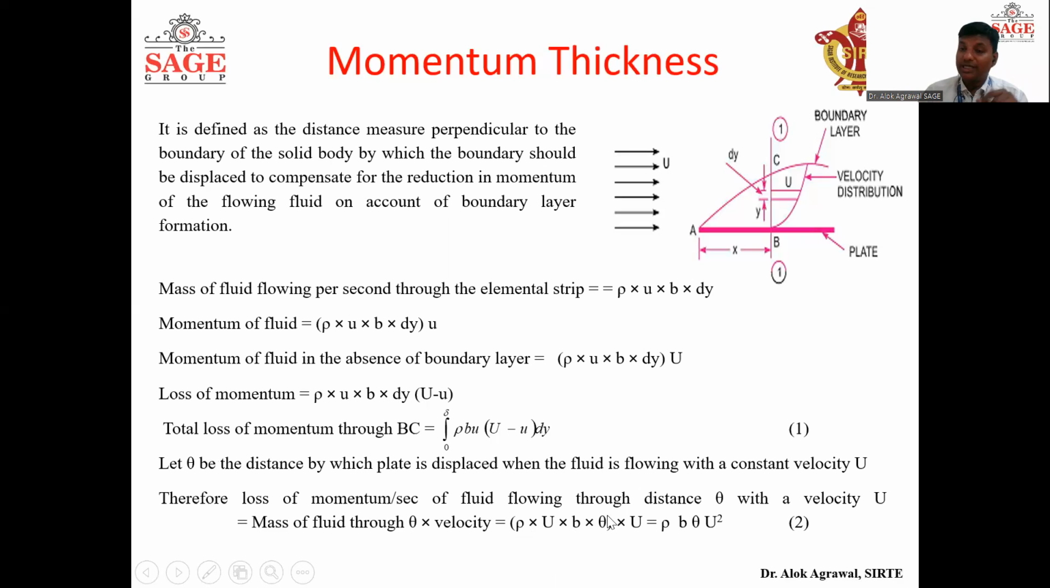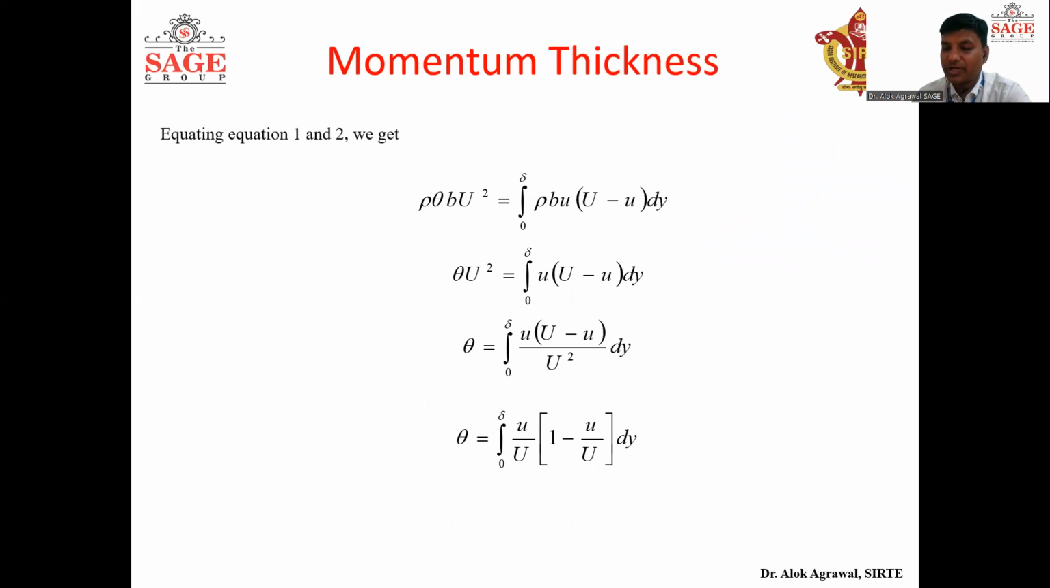Theta is the distance and b is the width. In the earlier case, for displacement thickness, we multiplied this b with delta star. In this case, we have to multiply this b with theta, because we are moving our plate through a theta distance. Multiplied by velocity, we get rho b theta into U square, and we call this equation 2. Now again we have to equate equation 1 and equation 2.